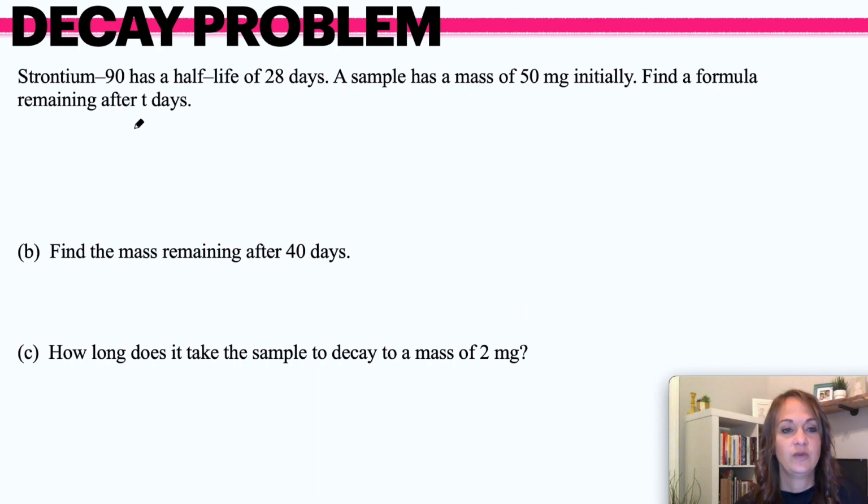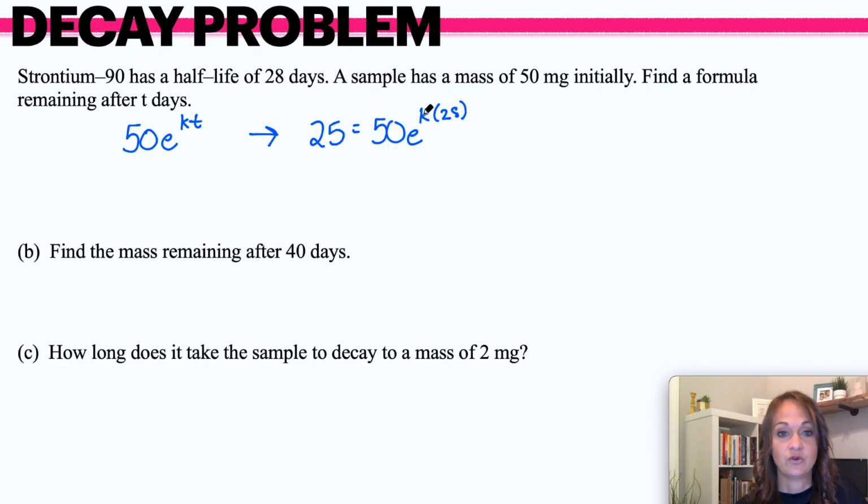Okay, we know that it is the initial amount times e to the kt. Now, we know that the half-life is 28, which means the first thing we have to find is K. We know that after 28 days, only half of it's going to be left. So if you had 50 milligrams, that means after 28 days, there's only going to be 25 milligrams left. So we're going to use these numbers in order to find K. So first divide, and you'll get 0.5.